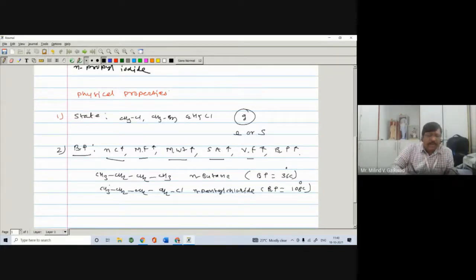So if you compare in general, alkanes and the corresponding alkyl halides, the alkyl halides have a higher boiling point compared to the corresponding analog, that is, the alkane. Alkyl halides have a higher molecular weight, and due to that they also have a higher surface area. That's why the van der Waals force of attraction is also more, and that's why the boiling point is also more.